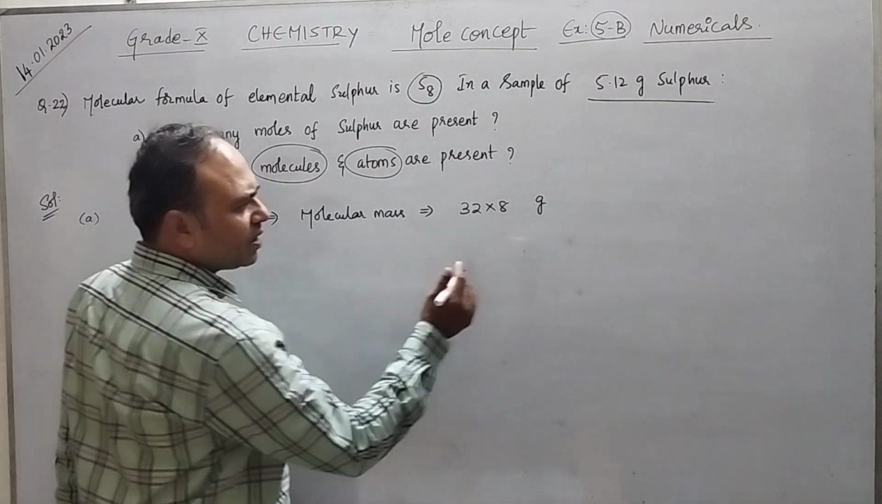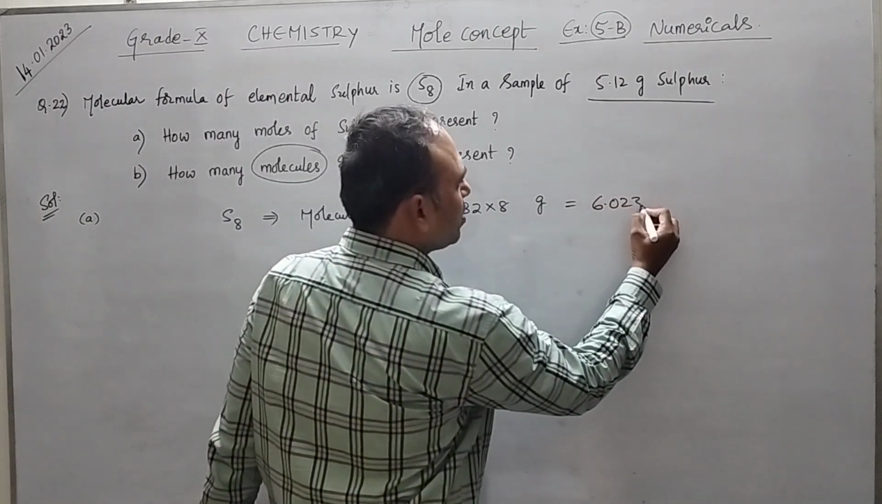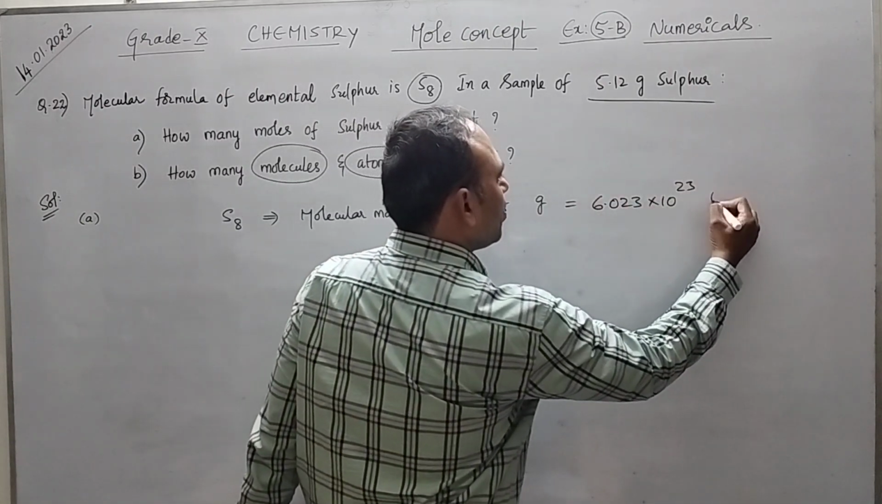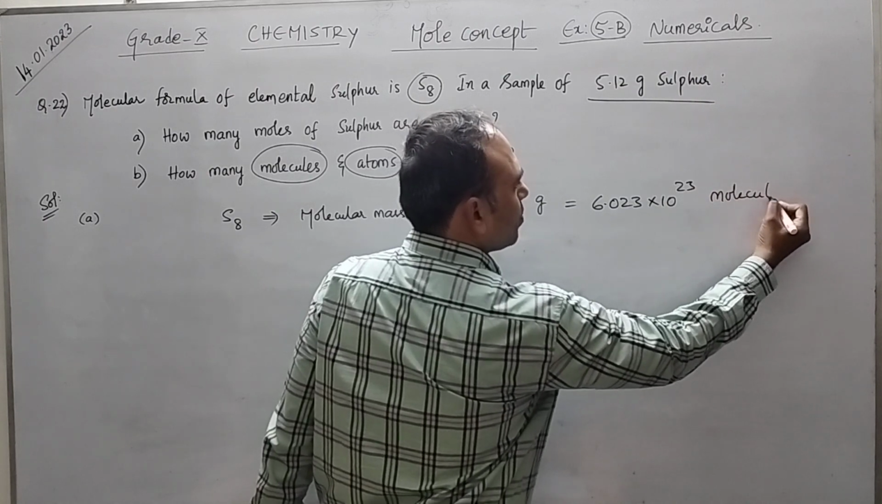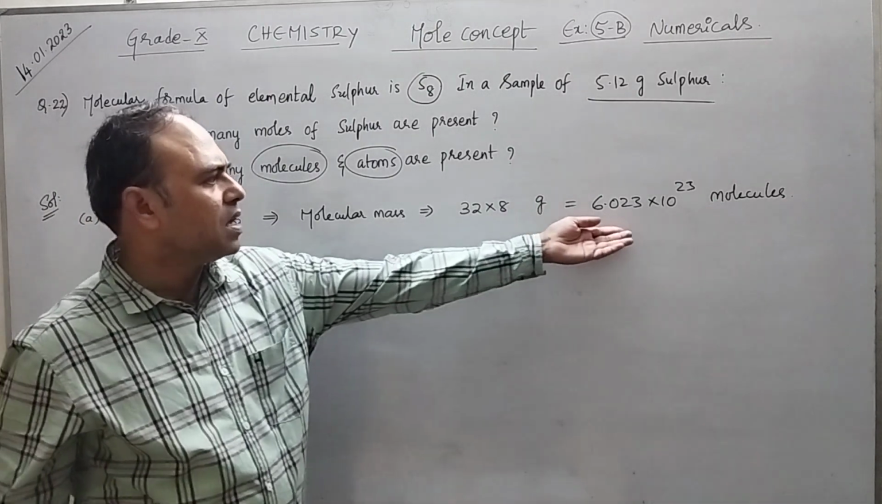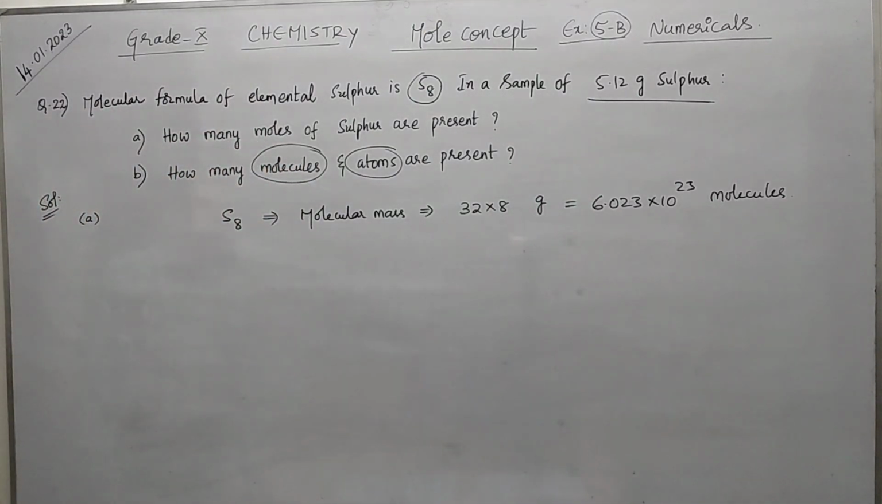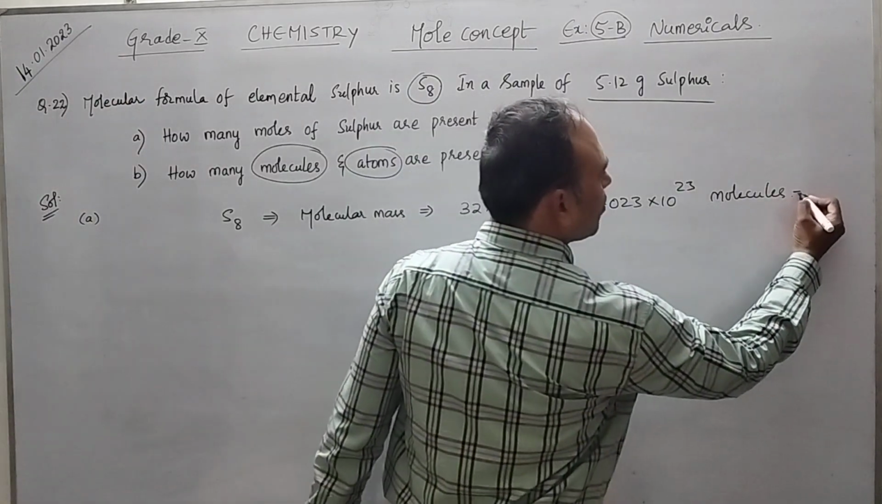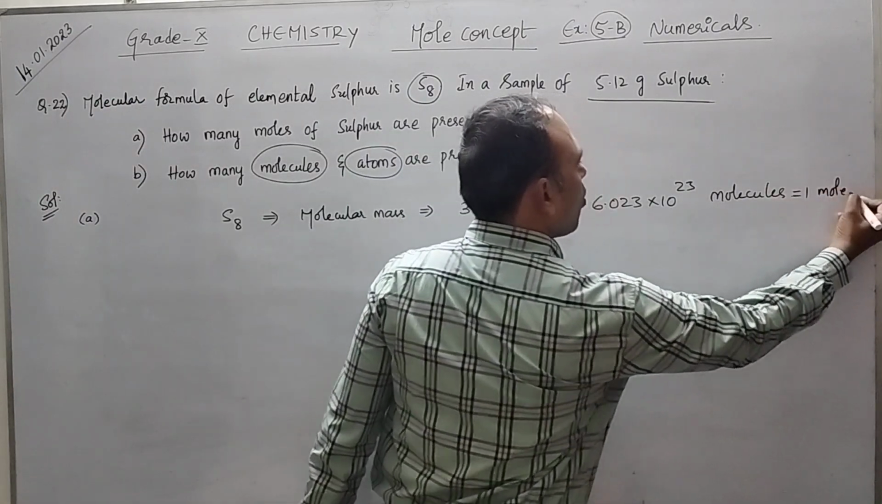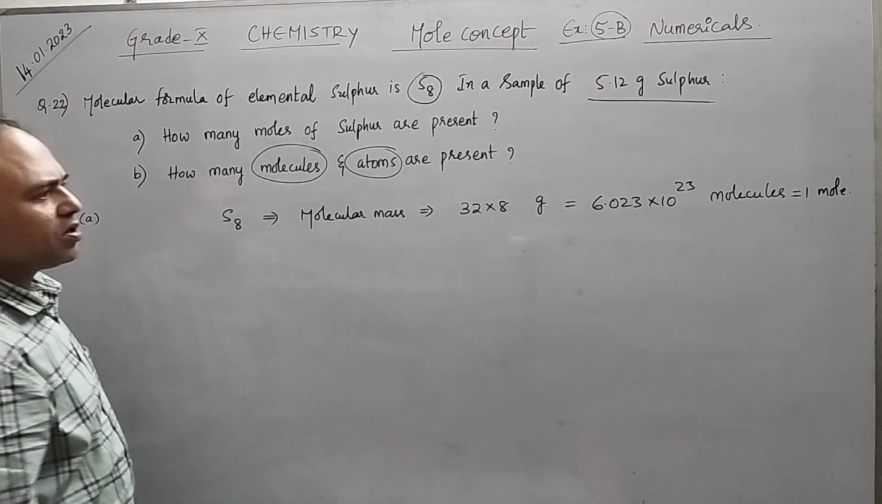So this particular molecular mass has 6.023 into 10 to the power of 23 molecules. This is the Avogadro number. So 32 into 8 grams is this many number of molecules, or you can calculate it as 1 mole also. So it is equivalent to 1 mole. Now 5.12 grams they have mentioned. So let us calculate.